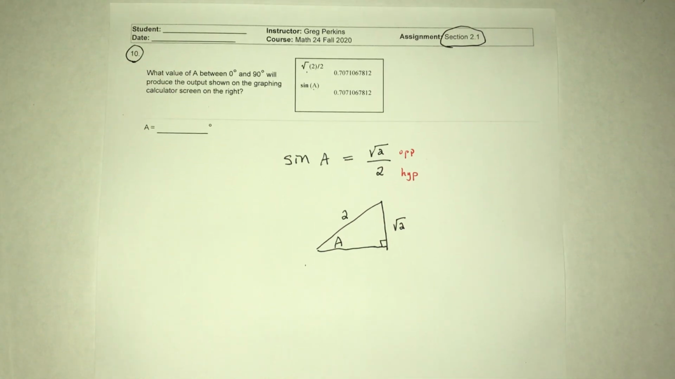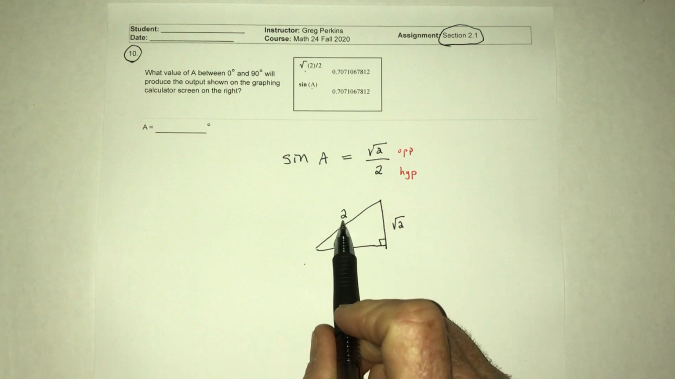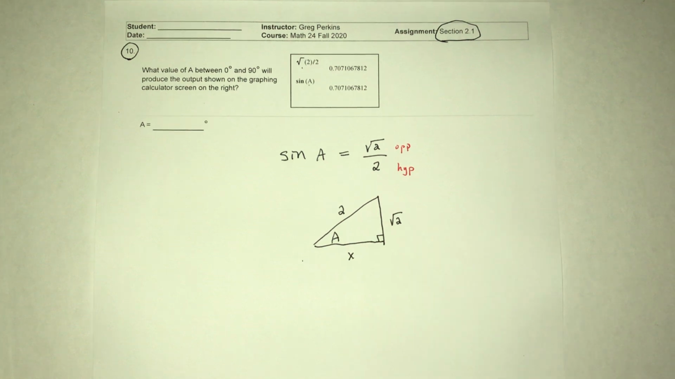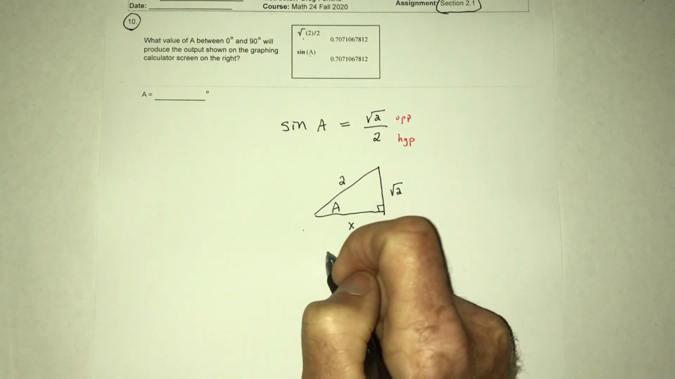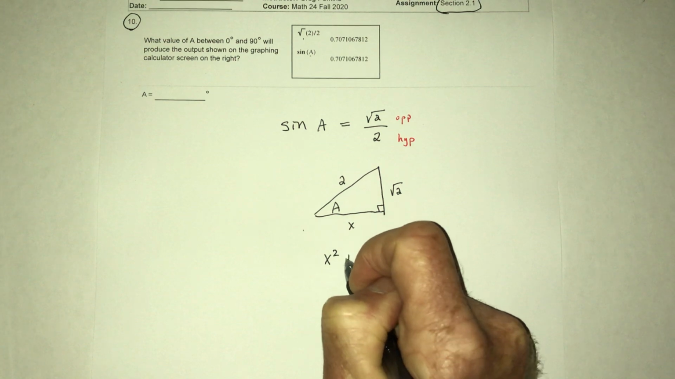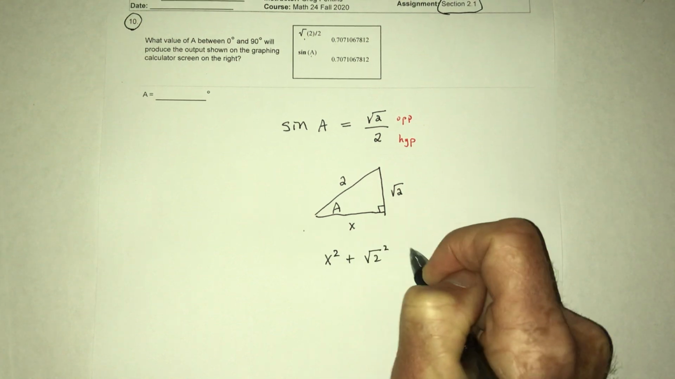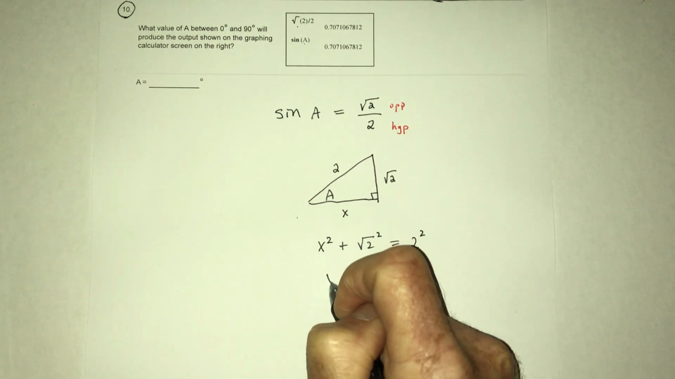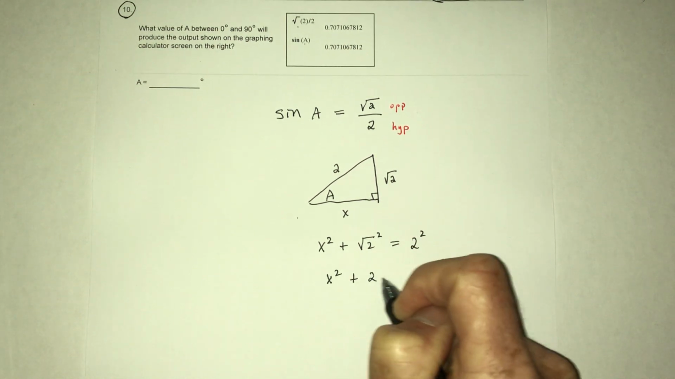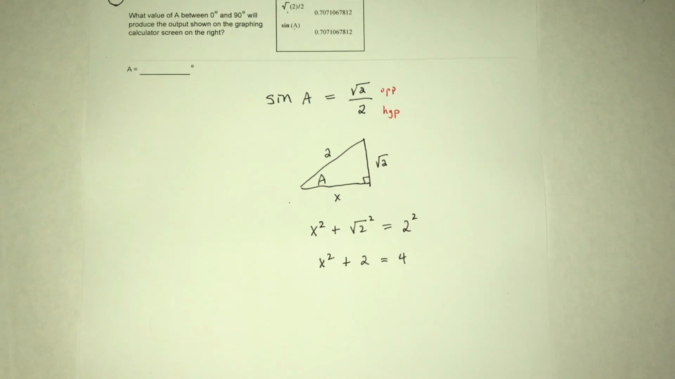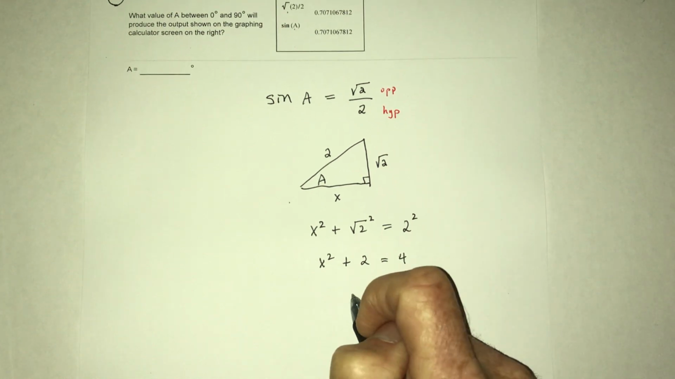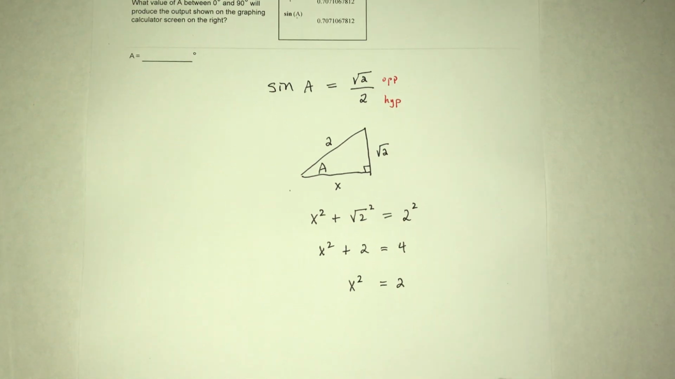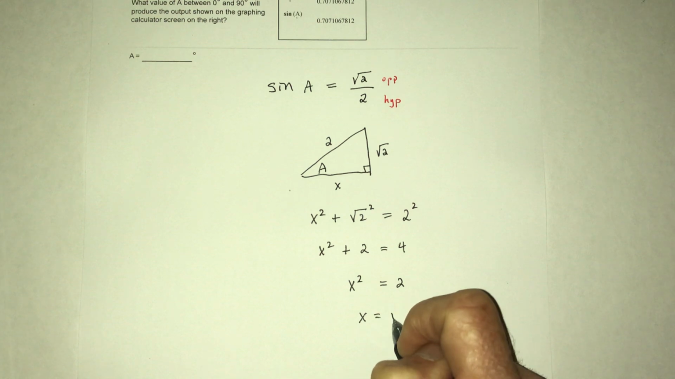So what kind of triangle is it that has this side square root of 2 and that side 2? Well, for the moment, what I'm going to do is call this x and then solve for x. So the Pythagorean theorem would be x squared plus square root of 2 gets squared equals 2 squared. So that is x squared plus 2 equals 4. And then subtract 2 from both sides. So x squared equals 2. And then take the square root. x is equal to the square root of 2.